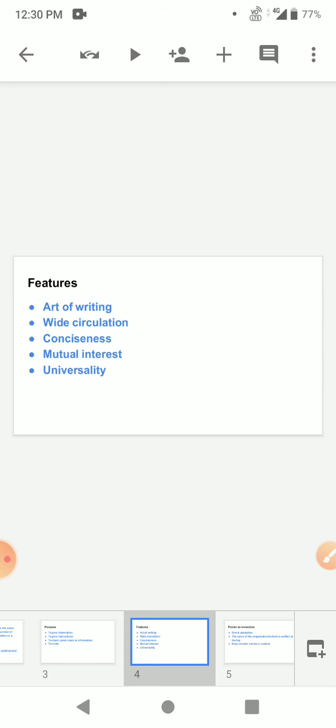Wide circulation. So it is to circulate the same information or message to a large number of people. So circulating the same information, same message to a large number of people is the main focus of a circular letter. Conciseness. So it must be concise but complete. It must be in brief, but it should convey the meaning. So it must be concise but complete.